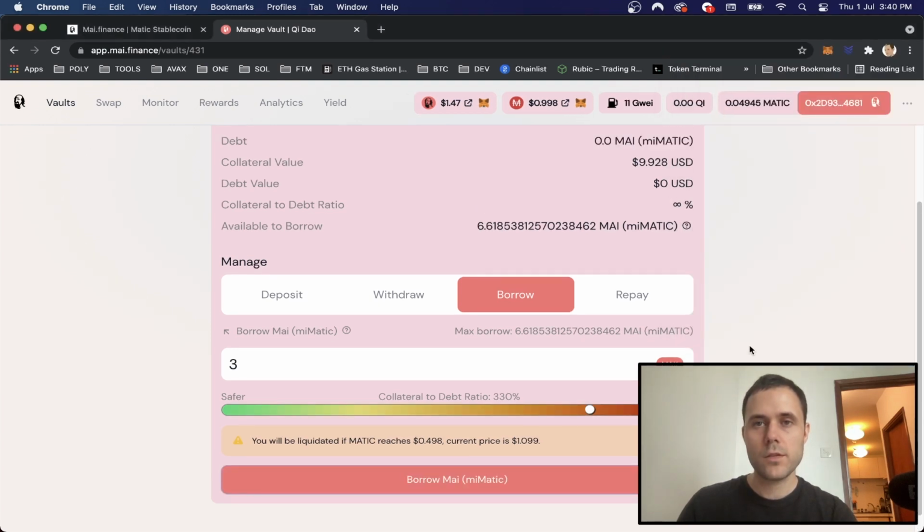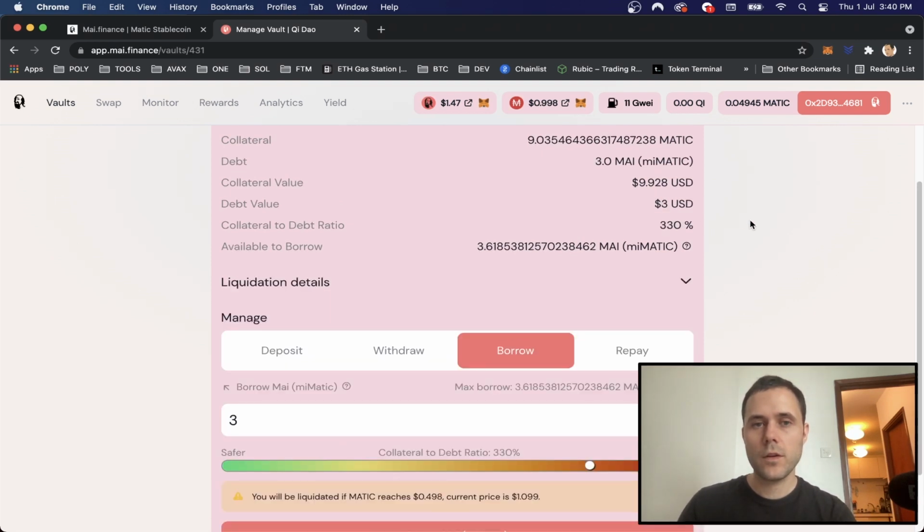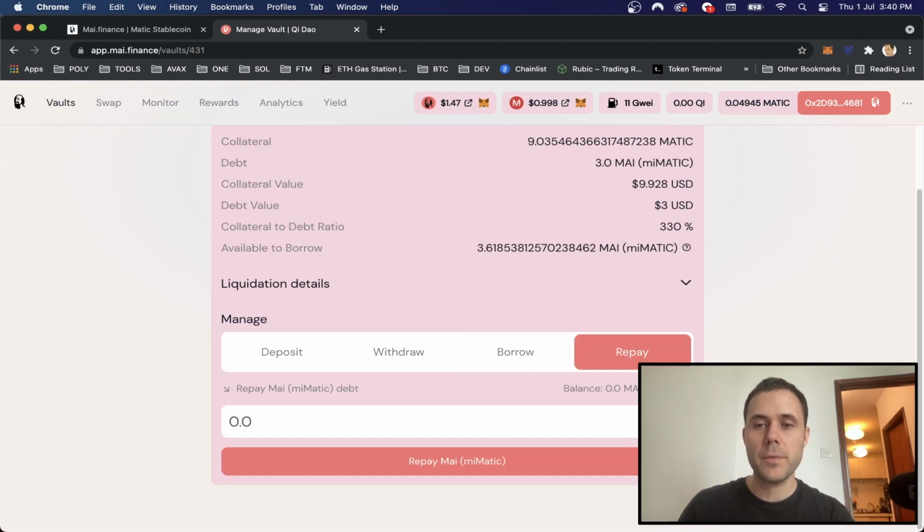Confirm. So once that is done, our debt value should come up as $3. And there we go, we've got our $3 collateral to debt ratio of 330%, and that's how to do the vaults. Now say that the price of Matic did fall significantly below peg, then we would have the option to repay here, or if you just wanted to repay anyway.